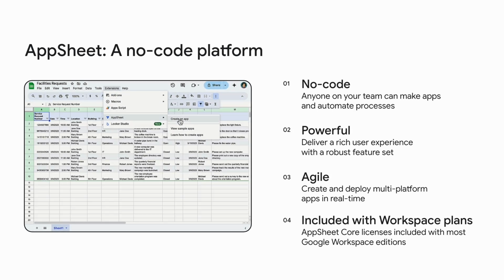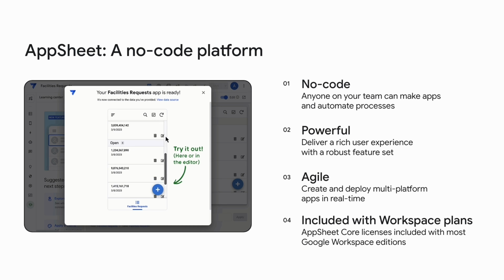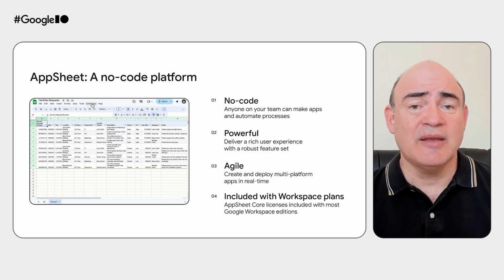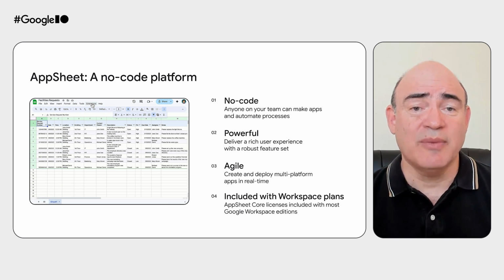With the rollout of new AI enhancements in Google Cloud, Workspace, and AppSheet, the value of digitizing business processes has never been greater. So what is AppSheet? First off, it's a no-code technology that allows anyone to build business apps. It's extremely powerful in that it automatically provides a rich mobile and desktop user experience for its end users. It's also extremely agile in that it allows teams to quickly prototype and iterate business apps in real time. Finally, it's also included in most Google Workspace editions.